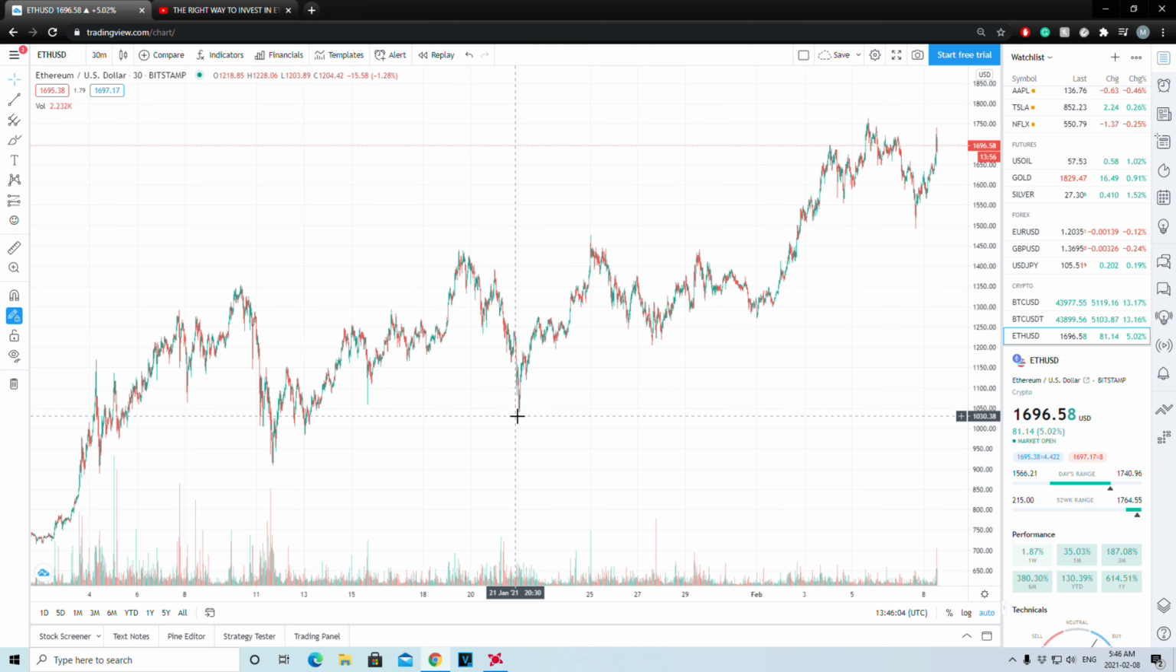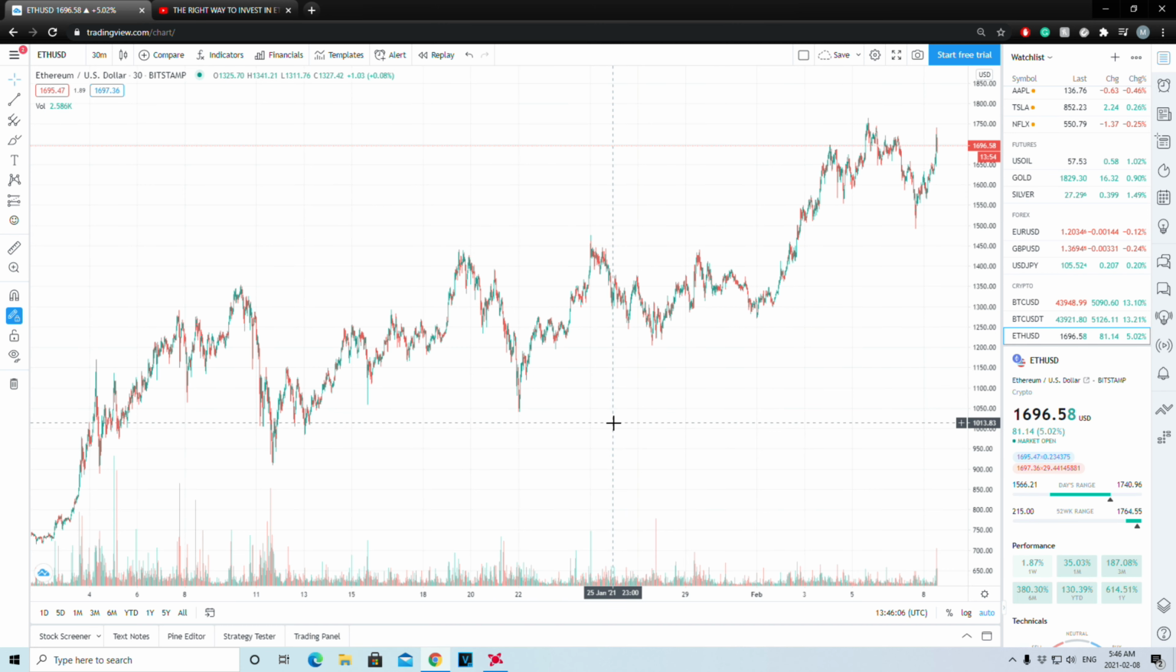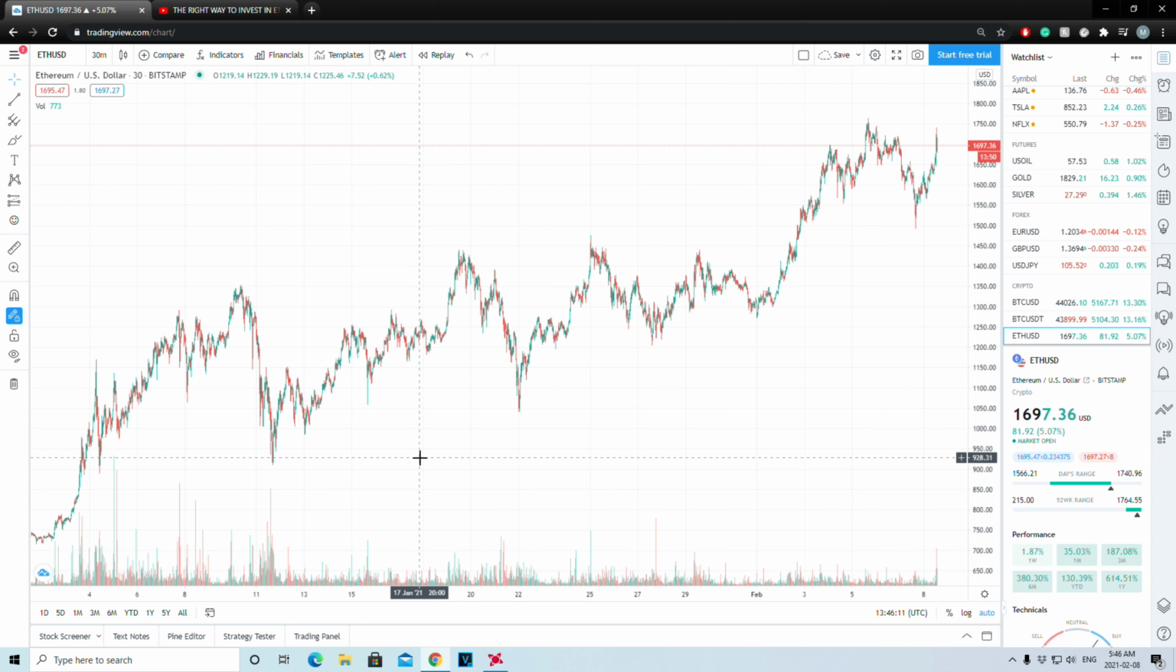There's no physical asset with cryptocurrency. If you're investing in a stock like Tesla, there is a physical asset. You can go out and buy a Tesla and support Tesla that way. Yes, you can go out and buy Ethereum, but what is that worth?